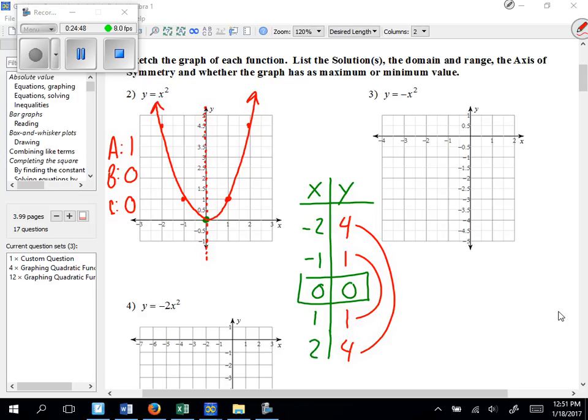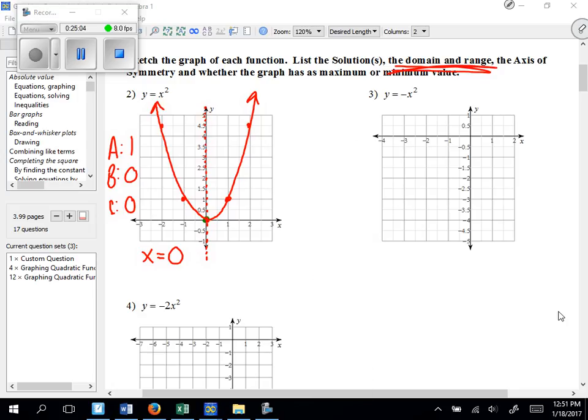We know that it touches the x-axis right there at that 1 point, so it has one solution. So my solution, I'd say x equals 0 is my one solution. The directions also say list the domain and range. So if I say domain, that means how far does my graph go on forever and ever from left to right. This arrow tells me it's going to go to the left forever. This tells me it's going to the right forever.